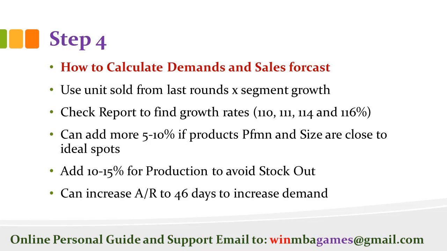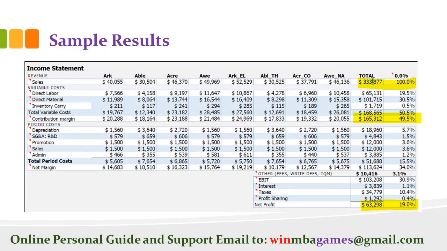How to do that? We multiply the units we sold last round by the market segment growth, either 110, 111, 114, and 116% respectively for the 4 market segments. We can add 10 to 15% more product if our performance and size are close to the ideal spot, and also add 10 to 15% for production to avoid stock out. We can increase the accounts receivable to 46 days to increase the demand. That's all the tips for the sales forecast, and you can see the result of round 4.